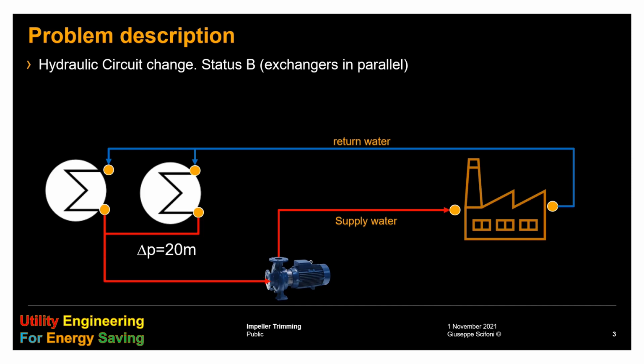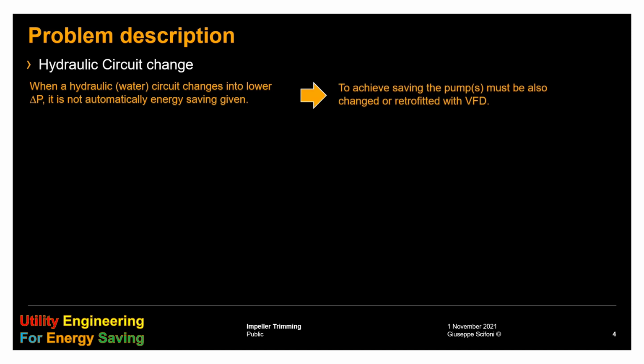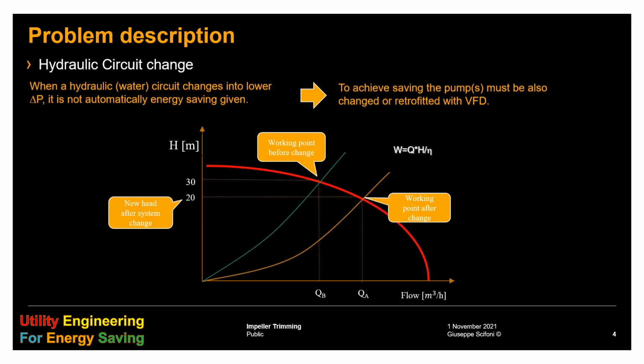If we keep the same pump, we won't get any saving. Let's see afterwards. We need actually another pump, smaller, or to retrofit a variable frequency drive. The reason why the circuit change is not having an automatic effect of energy saving is displayed here. This chart is general and valid for any circuit.